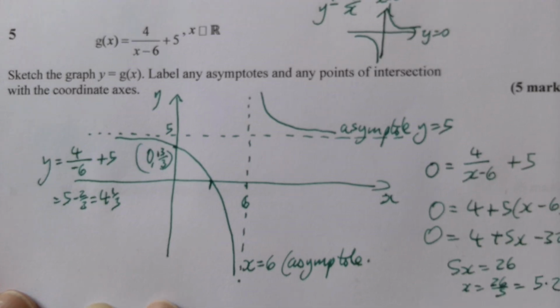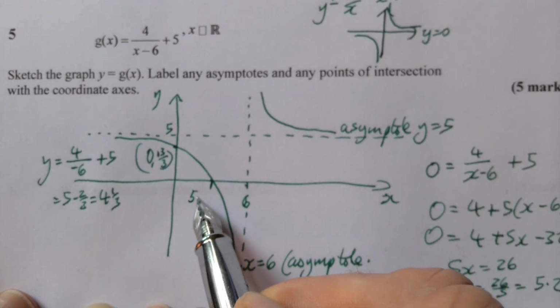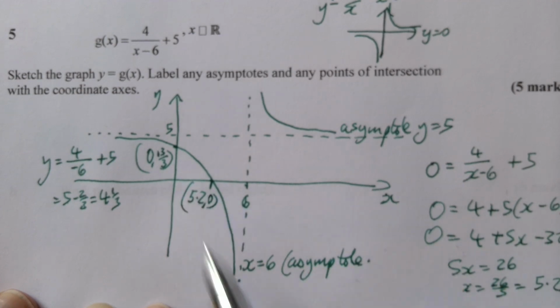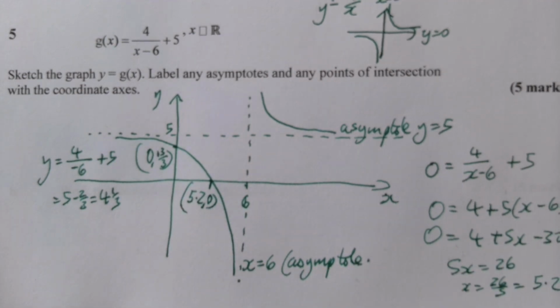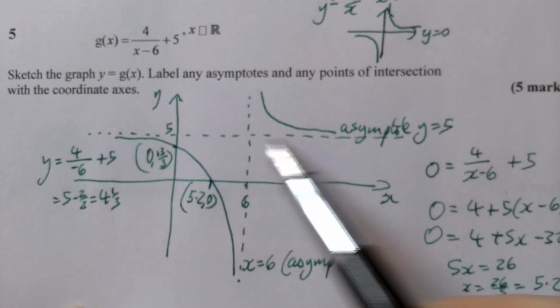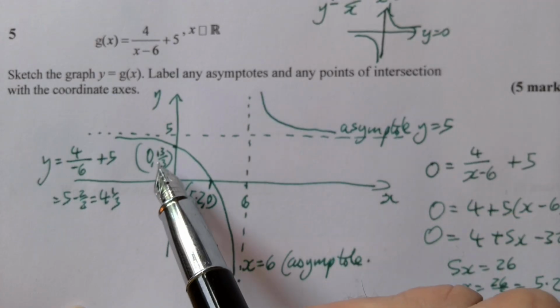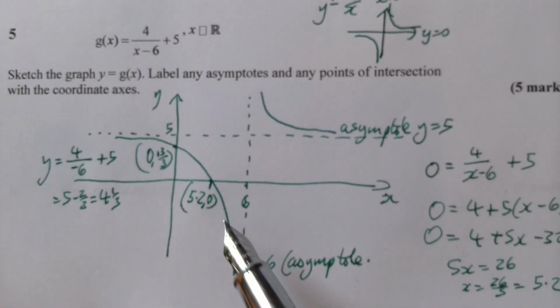Actually, they use 26 over 5 in the mark scheme, but if you've got 5.20 there, that is then full marks. So you get 5 marks. You get 1 mark for the basic shape of the graph, a 2nd mark for one asymptote, 3rd mark for another asymptote, a 4th mark for that point, a 5th mark for that point.